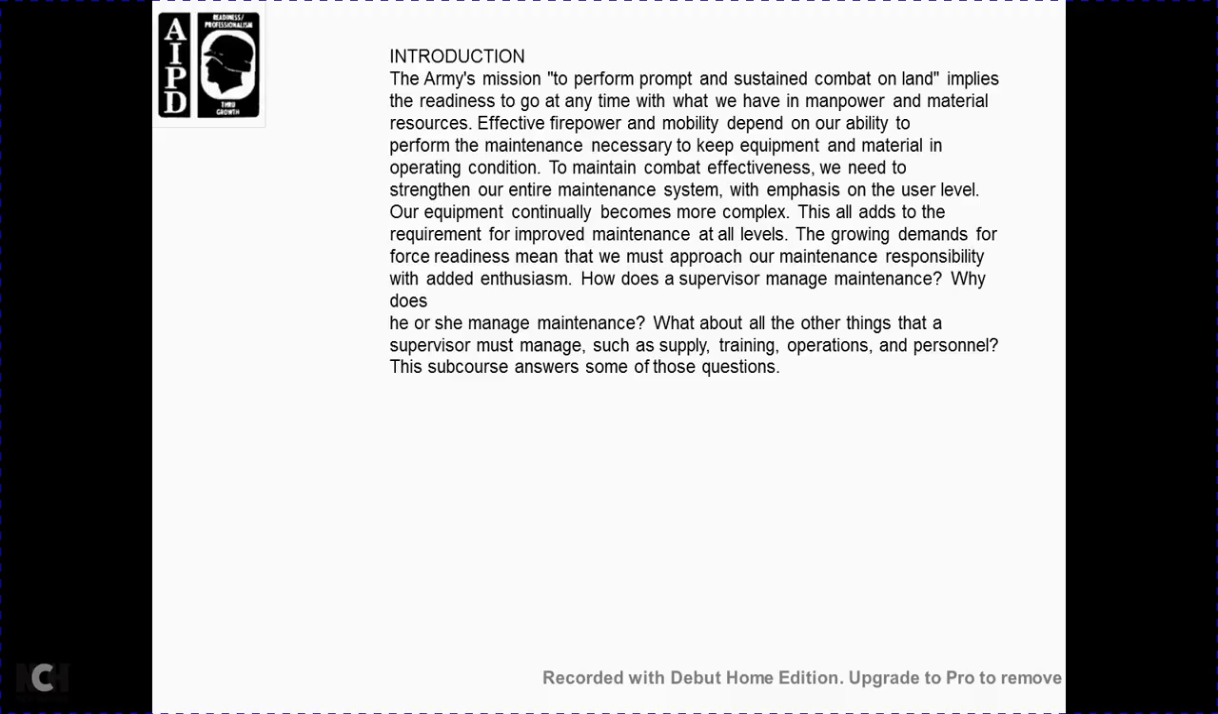Why does he or she manage maintenance? What about all the other things that the supervisor must manage, such as supply, training, operations, and personnel? The subcourse answers some of those questions. Lesson 1, fundamentals of maintenance supervision.